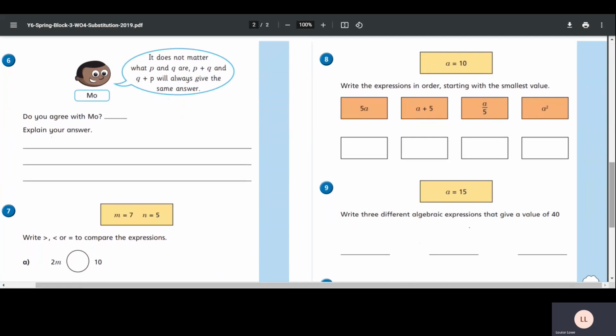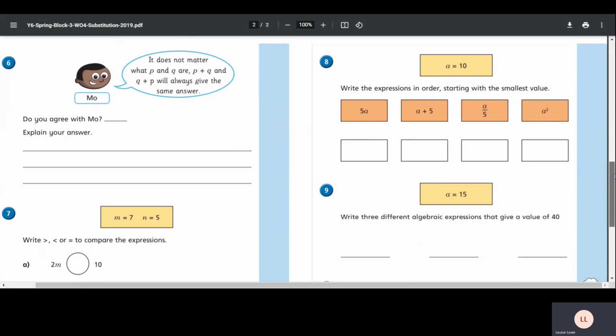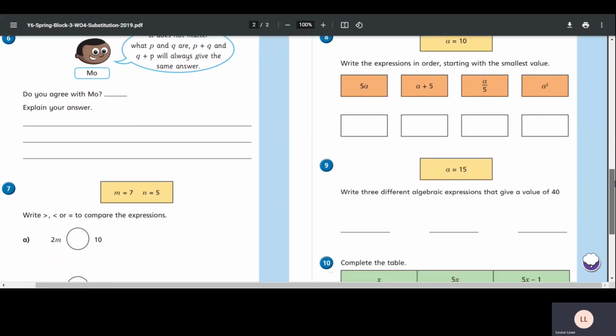Okay, this time you've got to start with the smallest value and work up to the largest value. Value meaning work out the expression, okay? And then once you've got the answers, you write the expression, not the answer, in that box. So A equals 10. So 5 times 10 is your first one. 10 plus 5, 10 divided by 5, and 10 squared. Okay, work them out and then write the expression in order, starting with the smallest.